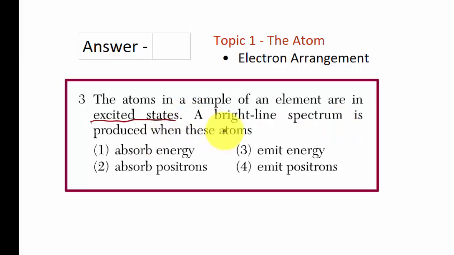And when this happens, these atoms actually emit energy. There's a trick answer here, emit positrons. That might confuse you because you might be thinking emit photons, which is actually correct, but that is a form of energy. So we're going to go with number 3, emitting energy.